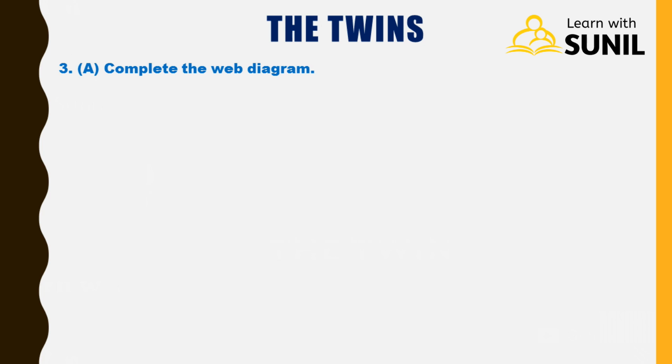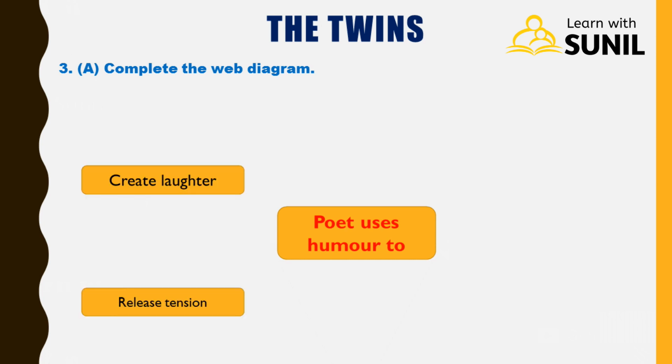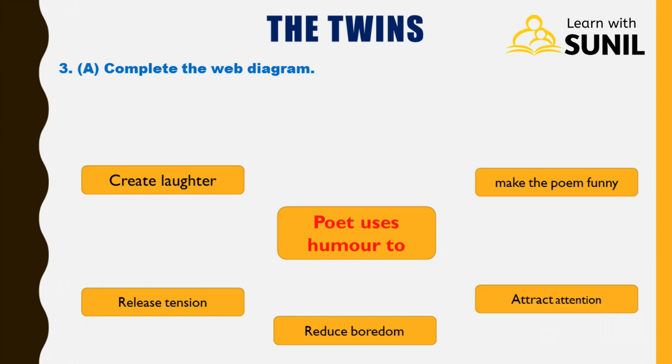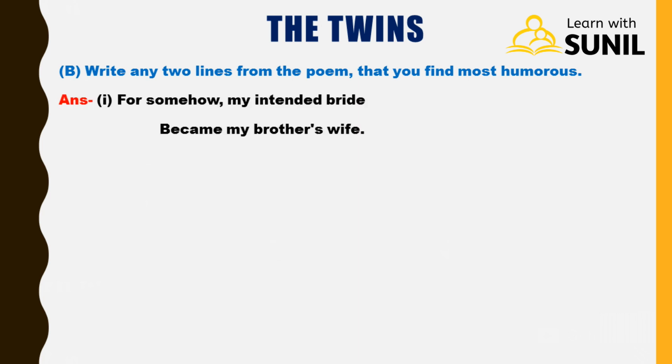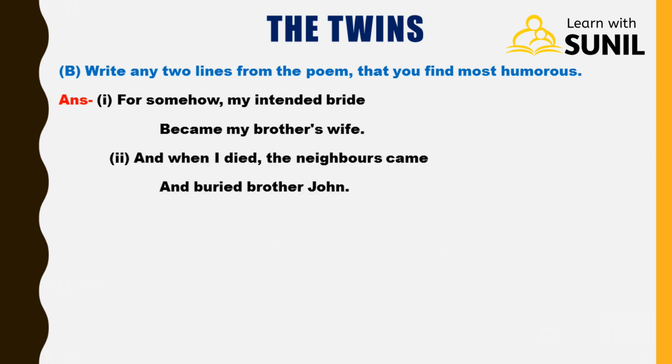Question number 3A. Complete the wave diagram. The poet uses humor to create laughter, release tension, reduce boredom, attract attention, make the poem funny, make the poem interesting. Question number 3B. Write any 2 lines from the poem that you find most humorous. Answer: First, for somehow my intended bride became my brother's wife. Second, and when I died, the neighbors came and buried brother John.